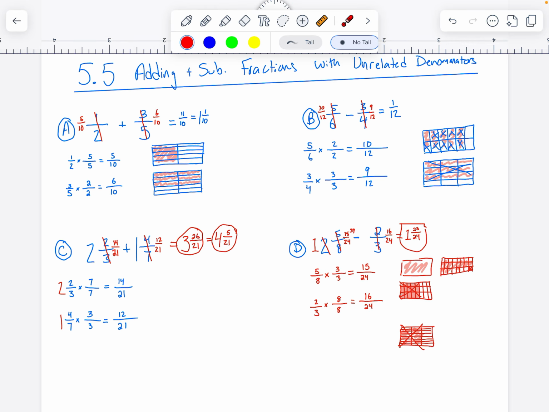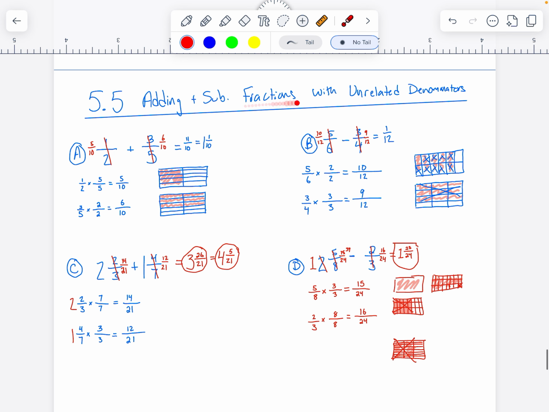There we go. It shouldn't be much different than yesterday. We're adding and subtracting fractions with unrelated denominators, which means we have to change both fractions instead of just one. It's not really that much different, just a little bit different thing.